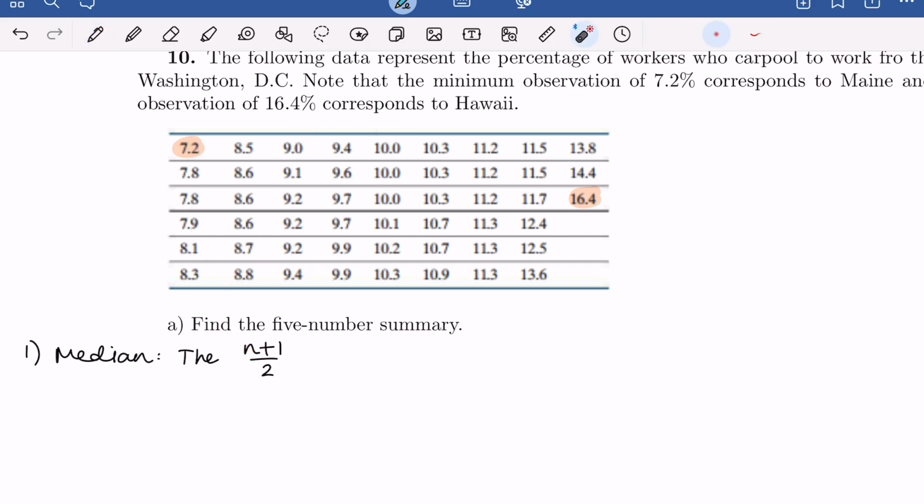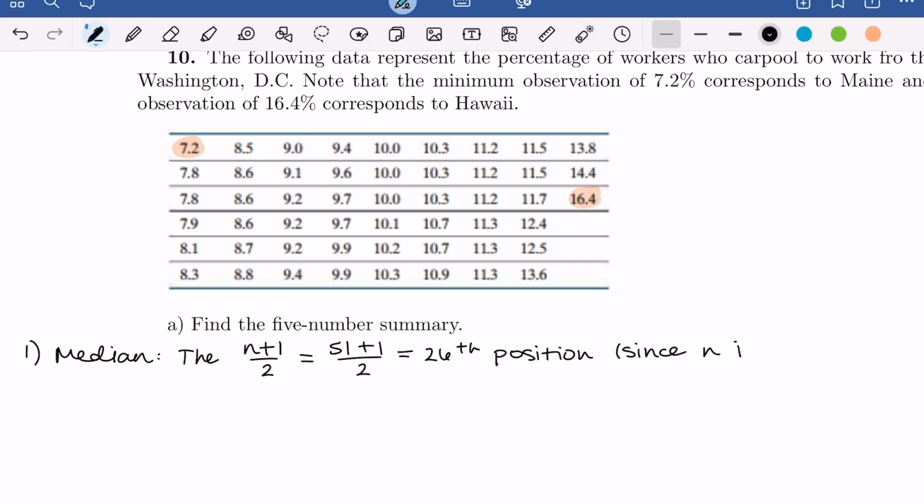If we count all of these, we have 51 observations. So n is 51. We add 1 to that and divide by 2. Doing this, we get the 26th position in this table. That means the 26th position is going to be our median value, and we can do this since we have an odd number of observations here.